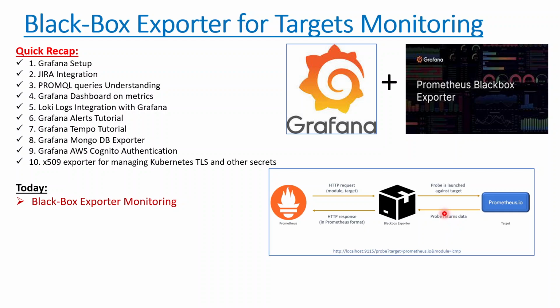It can be an HTTPS 2xx probe and an HTTP 1xx probe. And then once it returns the data, it sends the data to Prometheus so that it can store the target for that service, the Prometheus Blackbox exporter service. And ultimately, this service is visible on Grafana.